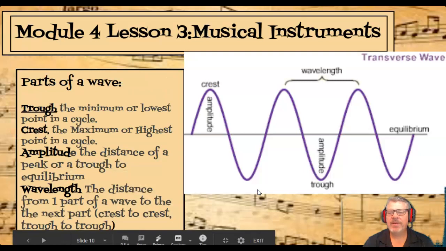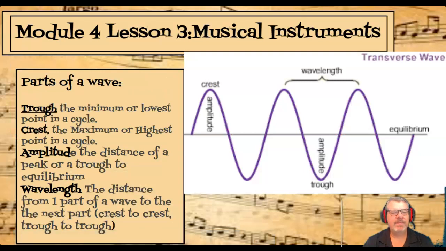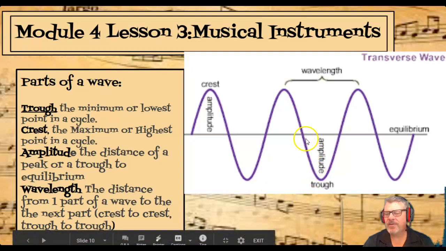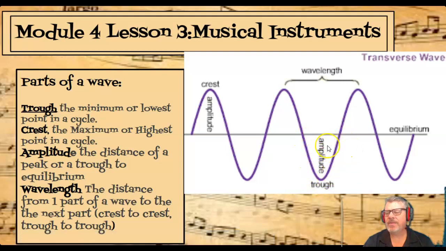The last thing I want to talk about is some wave vocabulary. And this is what the quiz is going to be on. So you want to know about what a trough is, what a crest is, what amplitude and what wavelength is. First, a trough. A trough is how far down you go from the equilibrium. So a measure of that would be the amplitude. That's how far it is, and the dip is the trough.